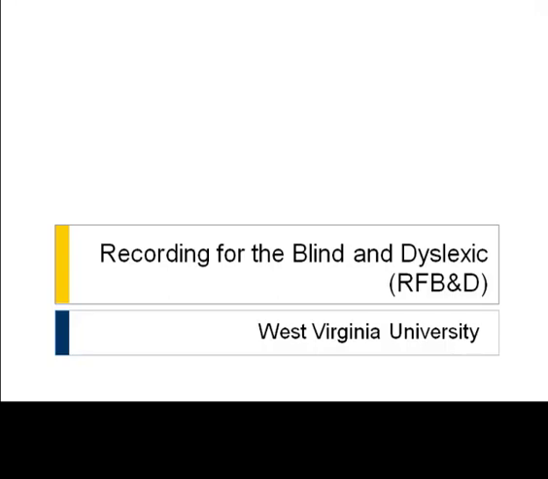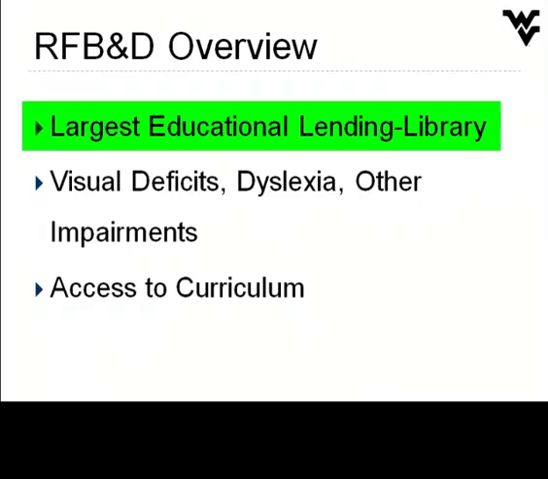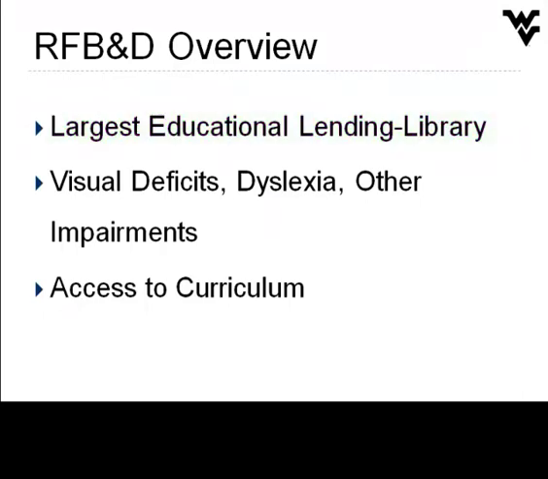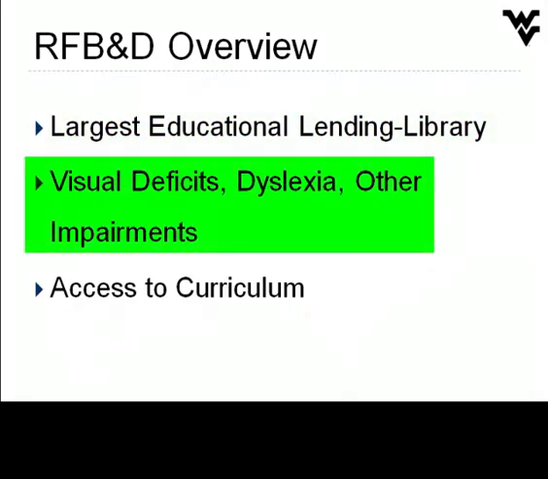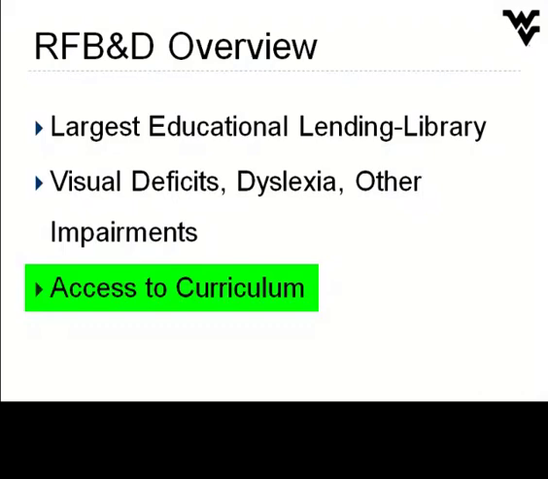This information is about recording for the Blind and Dyslexic software, which works in conjunction with Eclipse Reader. RFB&D is a nonprofit organization and is the nation's largest educational lending library, serving people who cannot effectively read typical print because of visual deficits, dyslexia, or other impairments. In the college setting, these audiobooks are used to provide auditory learners with access to the curriculum.